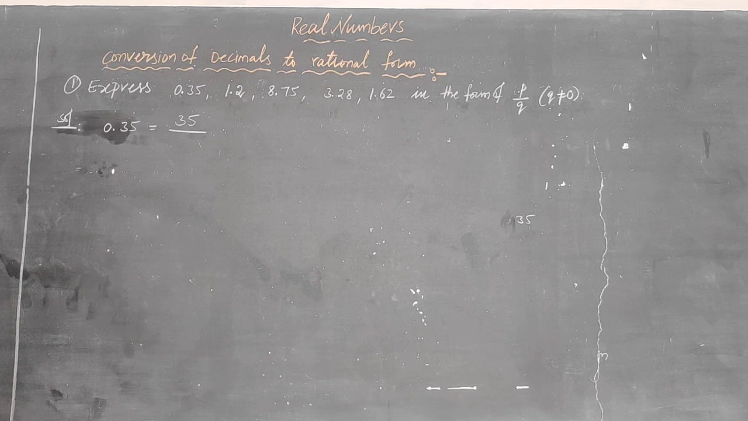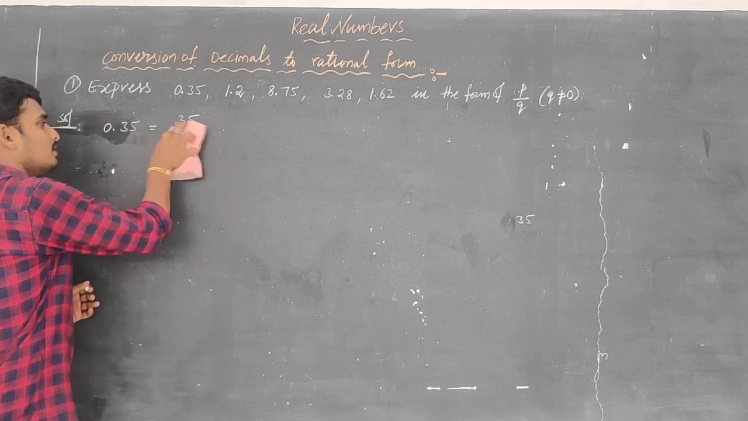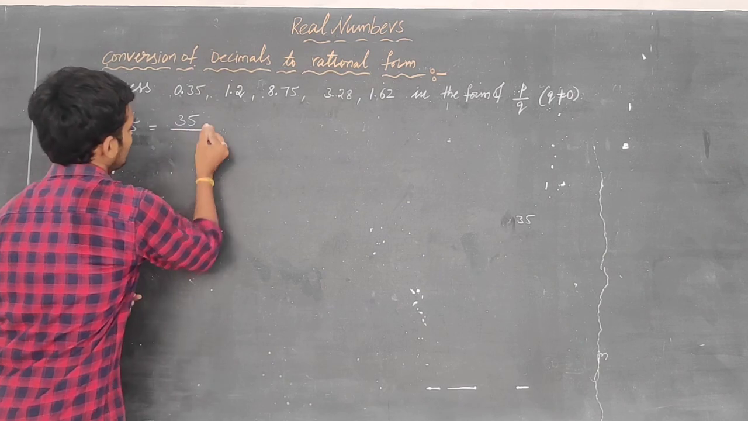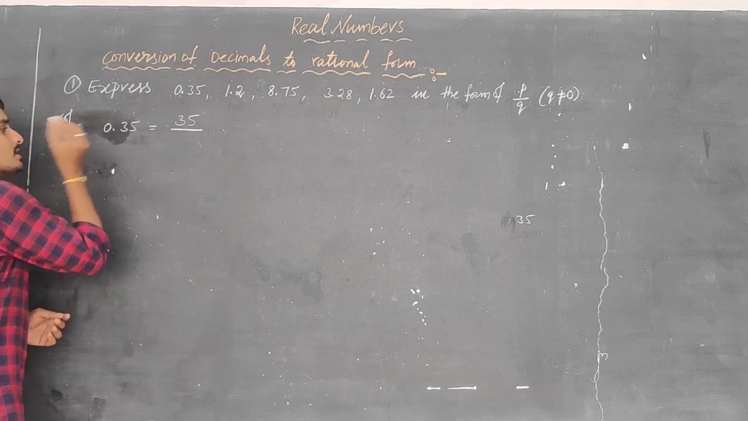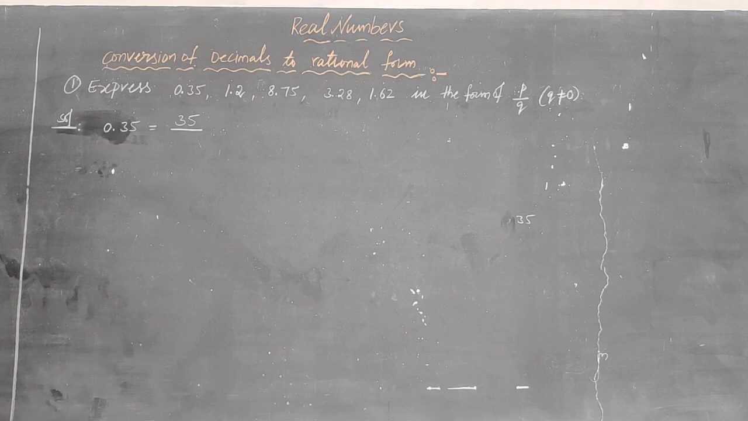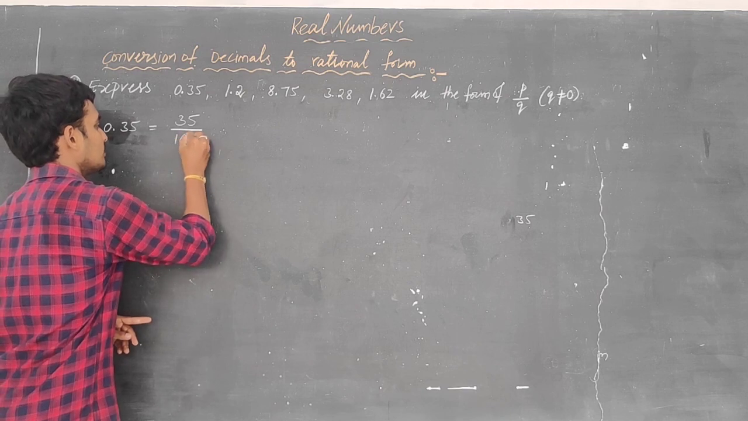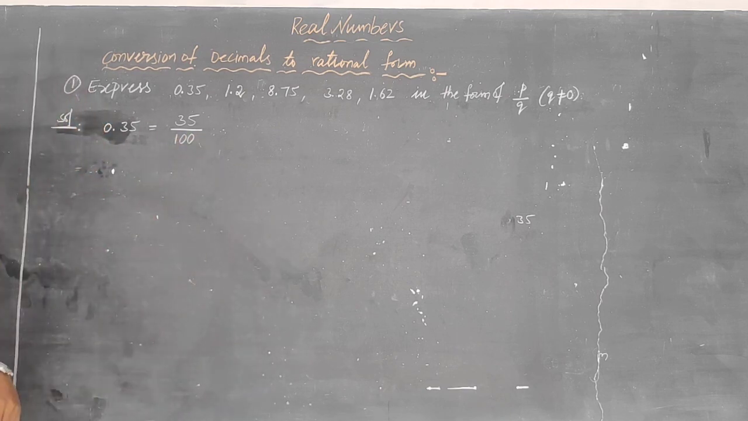Why? Because it is in the form of p by q. You have to write the number in the form of p by q. That's why I am keeping the division. So here, how many digits are there in the decimal part? 2. That's why we just keep 100. Are you okay, my dear students?